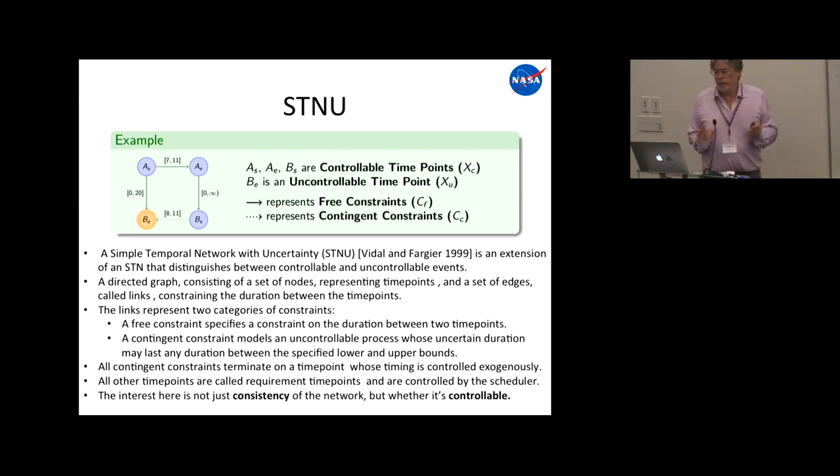The interest here is not just consistency, because we don't really know how nature is going to behave. Consistency works for STNs, but here we need to do more than determine consistency. We have to determine the controllability of the network. In other words, making sure that nature doesn't mess us up, basically.